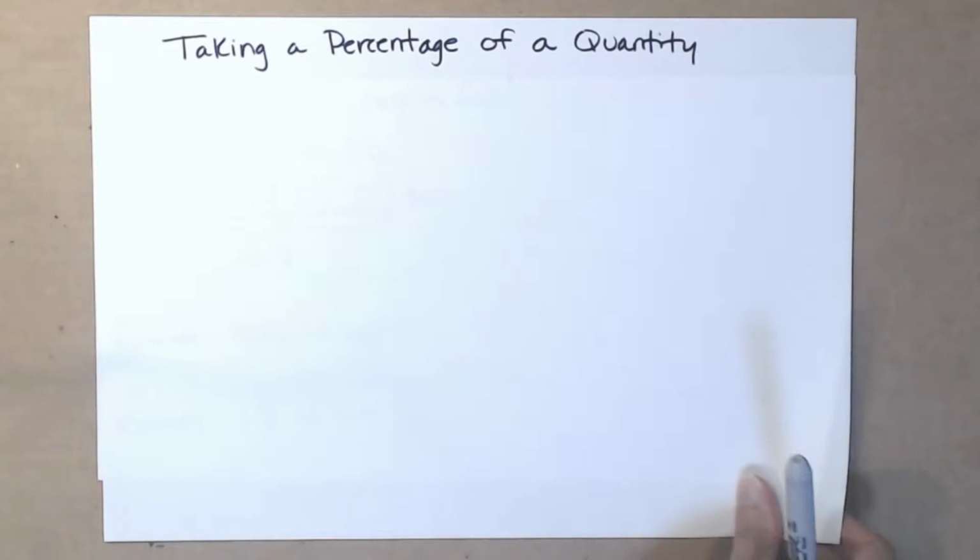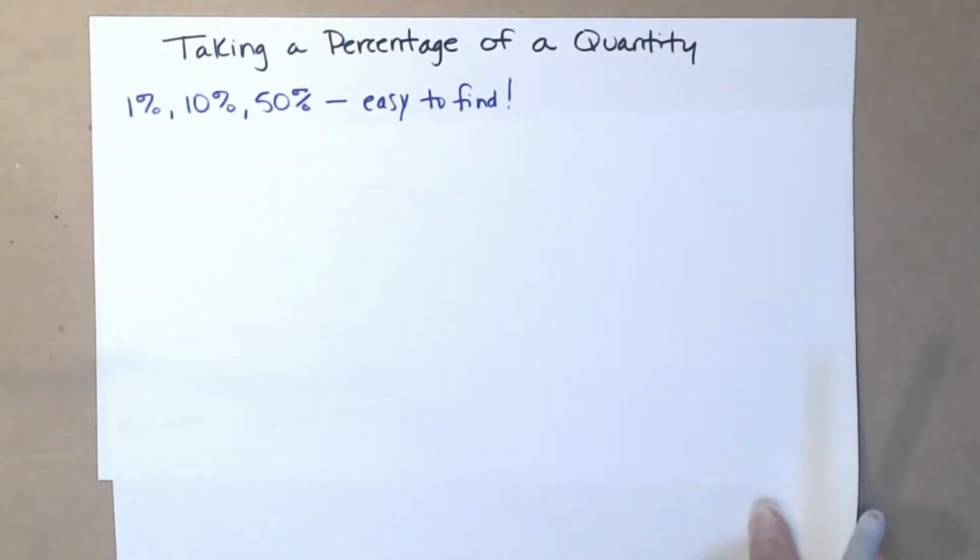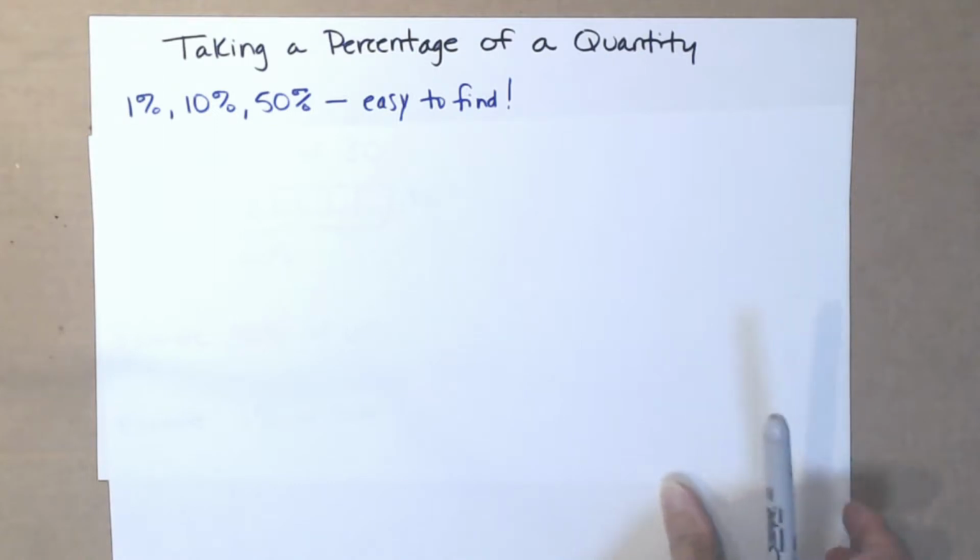Now, there are some percentages that are very easy to find. For example, 1%, 10%, and 50% are easy to just calculate in your head. So we're going to start with those. First, 10%.